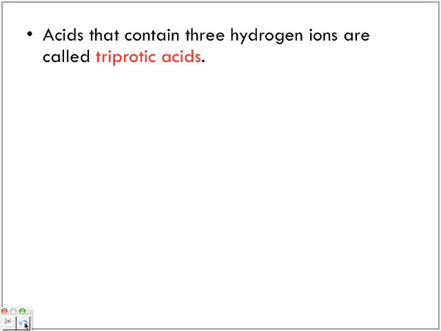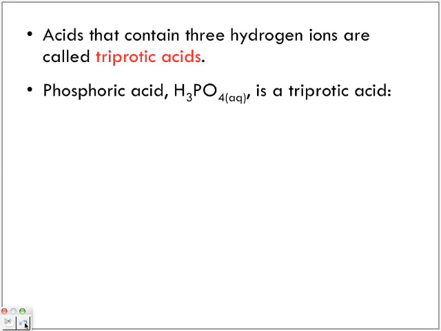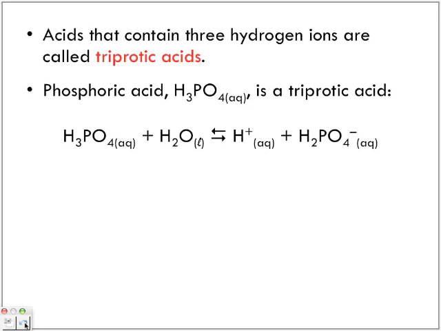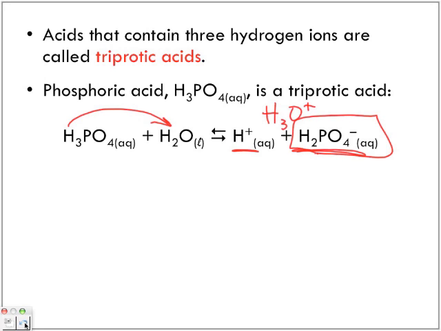Acids that contain 3 hydrogen ions are called triprotic acids. A common one is phosphoric acid, H3PO4 in aqueous solution. We can give off 3 hydrogen protons when we dissociate it in water. H3PO4 is going to give off a hydrogen to the water to form the hydronium ion. When it dissociates as follows, we form this ion, which still has 2 more hydrogens that it can give off.